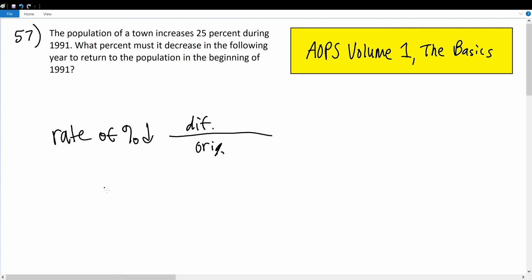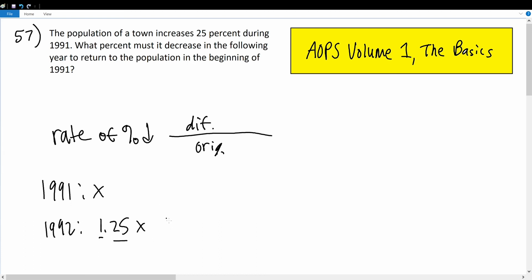So it tells us that the population of a town increases 25% during 1991. So let's assume 1991's population to be x. So by 1992, the population will be 25% more, which is 1.25x. Whenever it's increasing by some percentage, it's 1 point that percent. So 1992, the population is 1.25x.